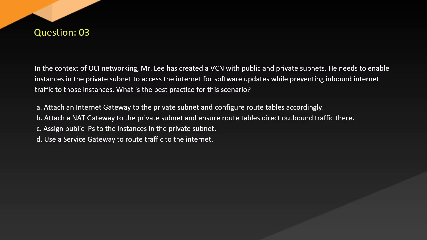A. Attach an internet gateway to the private subnet and configure route tables accordingly. B. Attach a NAT gateway to the private subnet and ensure route tables direct outbound traffic there. C. Assign public IPs to the instances in the private subnet. D. Use a service gateway to route traffic to the internet.